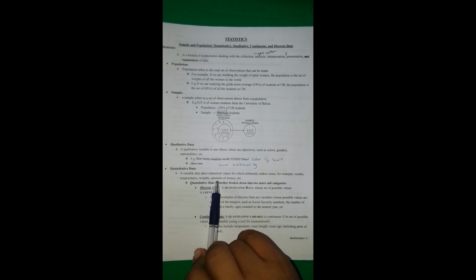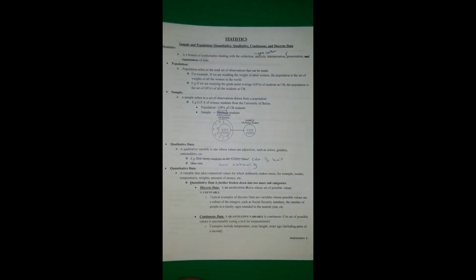counts. Count the number of chicks that the chicken has. Count the number of students in the classroom. What is the temperature? What is the height? What is the weight? Amount of money. How much money did you spend? What is your change? And so on. Those are going to be quantitative because, again, it is a quantity, it is going to be a number.